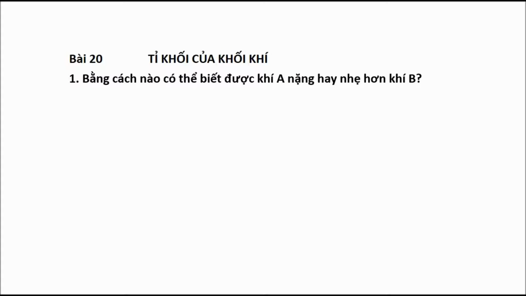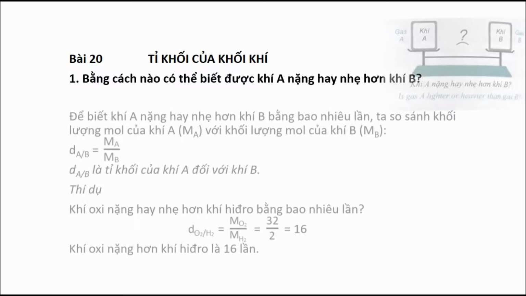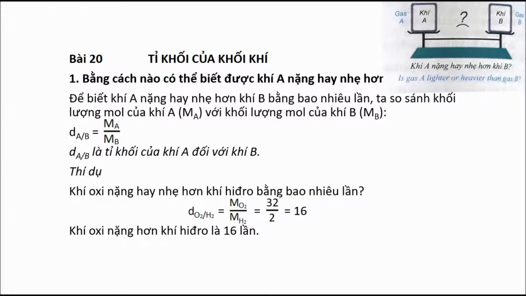1. How to know whether gas A is lighter or heavier than gas B? To know how many times gas A is lighter or heavier than gas B, we compare the molar mass MA of gas A with the molar mass MB of gas B. dA/B equals MA over MB. dA/B is the relative density of gas A with respect to gas B.